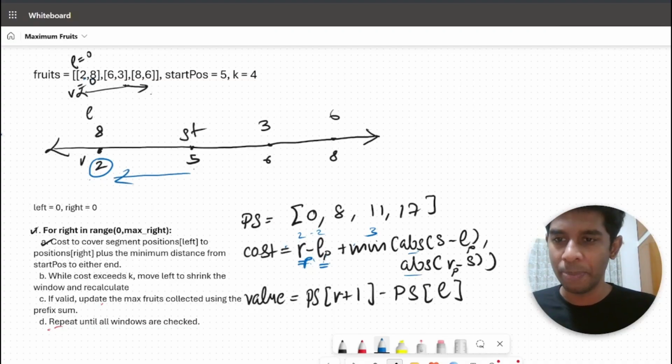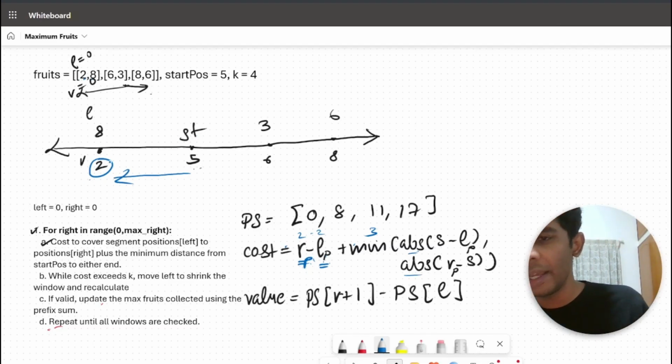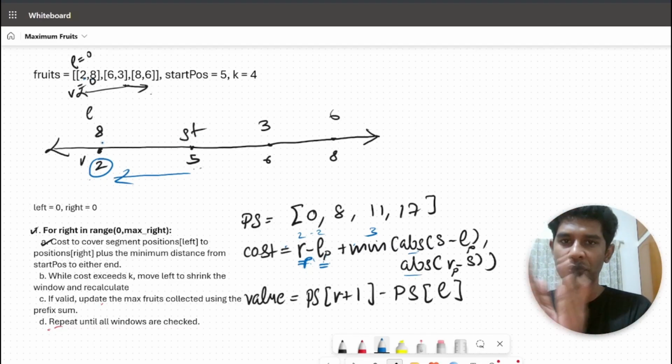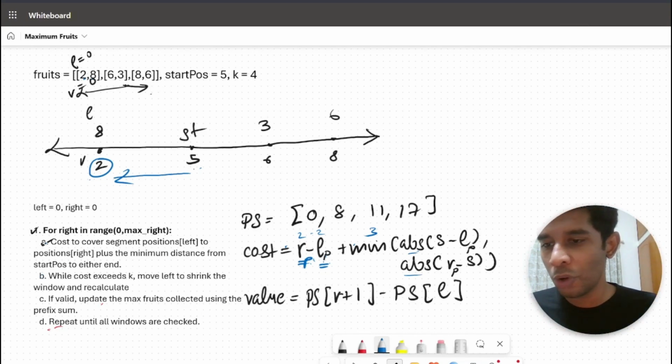So 0 plus 3, which is very valid. From the start you travel 3 steps down this line, reach the second position, and collect all the fruits inside the first window. So now we have calculated the cost. Now we go to the next step.